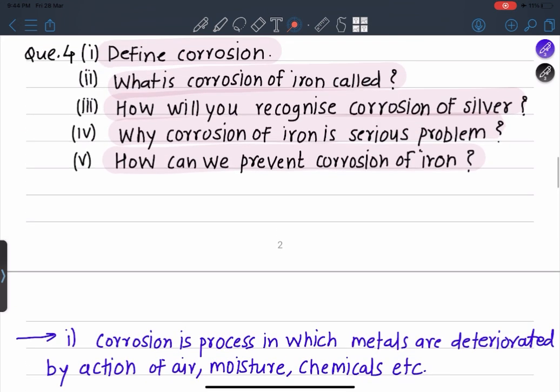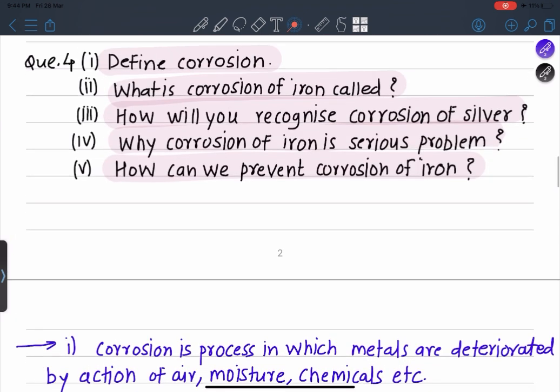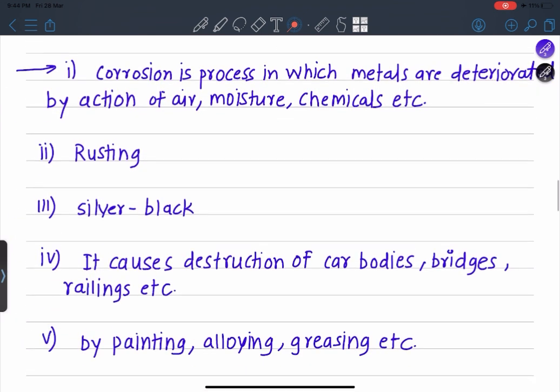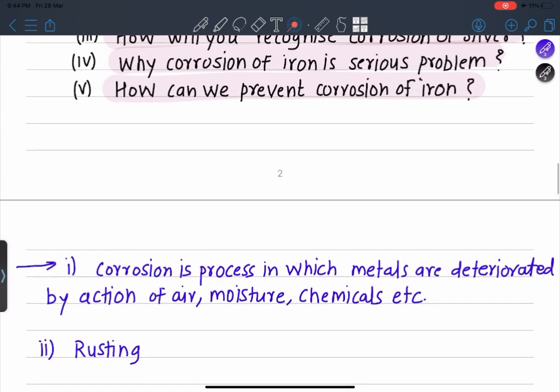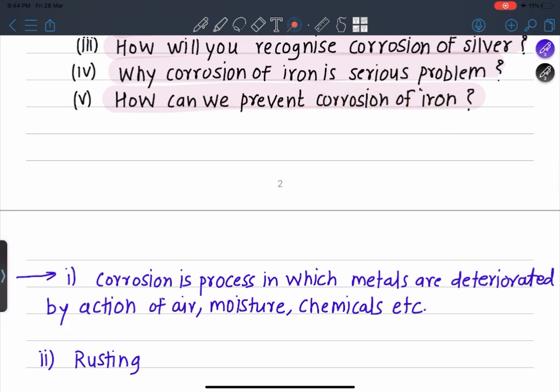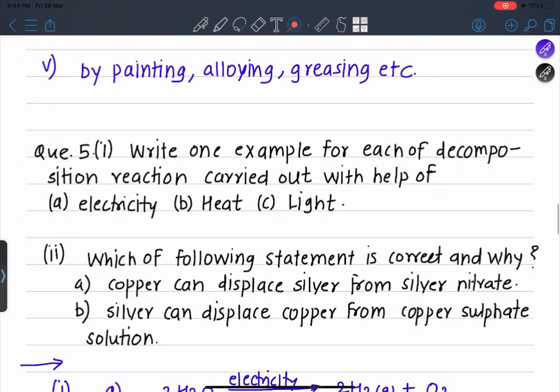Second is, what is corrosion of iron called? Rusting. Why is corrosion of iron a serious problem? Because it causes destruction of car bodies, bridges, railings, etc. How can we prevent corrosion of iron? By painting, alloying, greasing, etc.